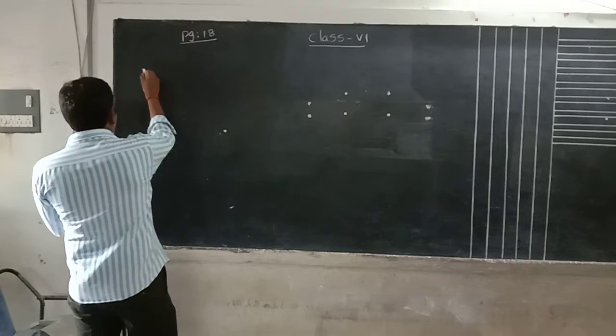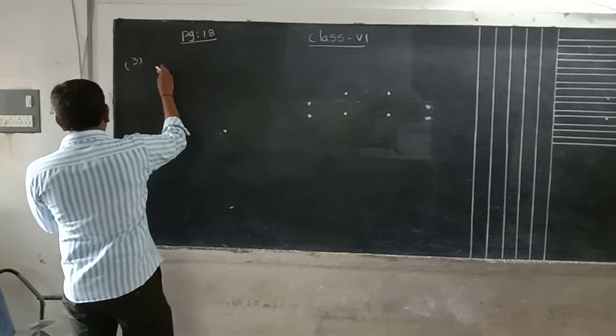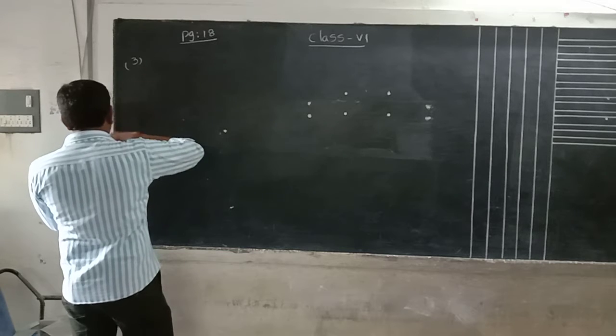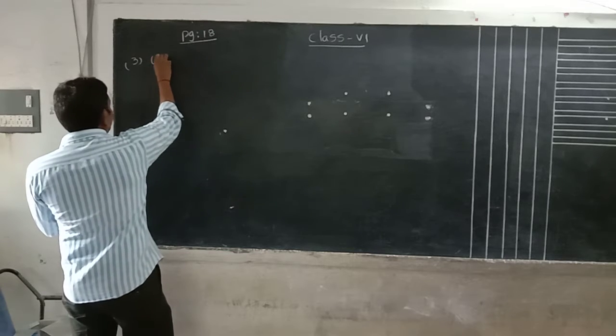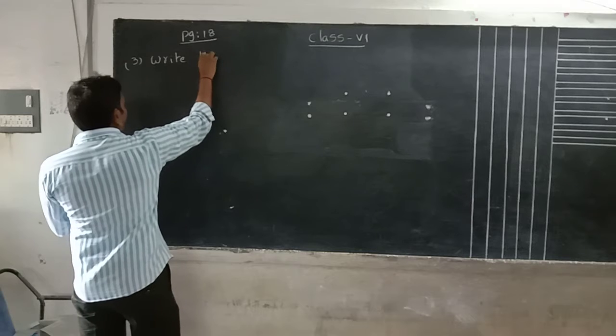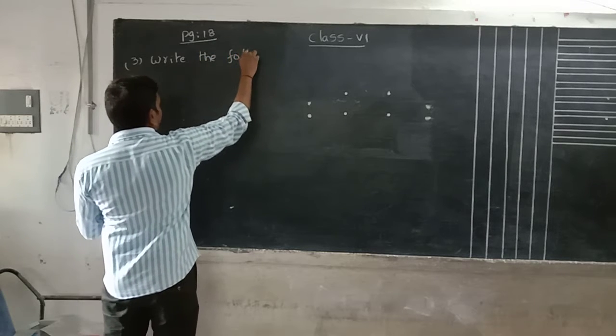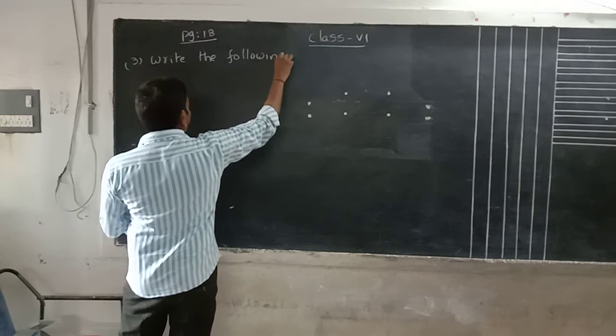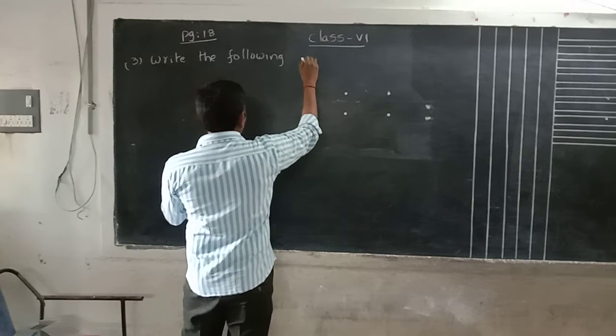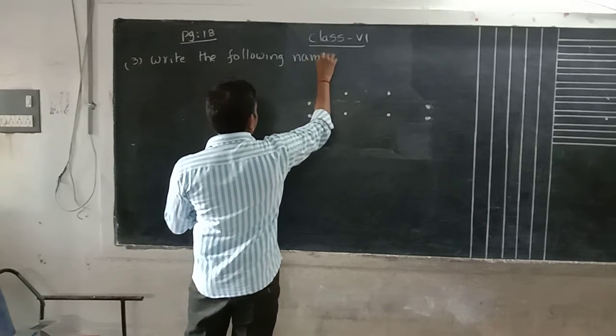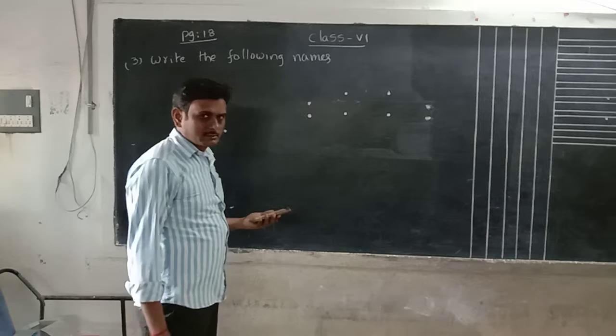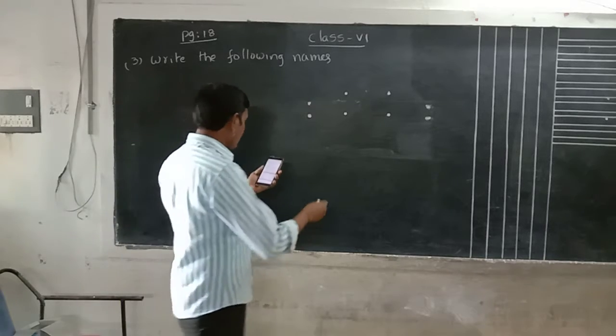What is the question they have given? Already yesterday we started and completed one sum. The remaining two sums I gave as homework for you. Write the following names. Names they will ask. Sometimes they will ask words. Words is nothing but names only.